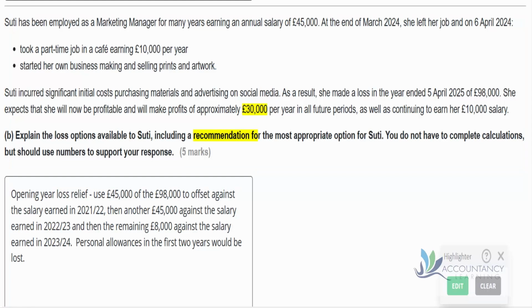So in summary, the opening year loss relief is best for cash flow. Carrying forward minimises the wastage of personal allowance. But we do need to bear in mind that we don't know whether Sooty will make any profits in the future. So we could be carrying forward the 98,000 forever and never really use it.